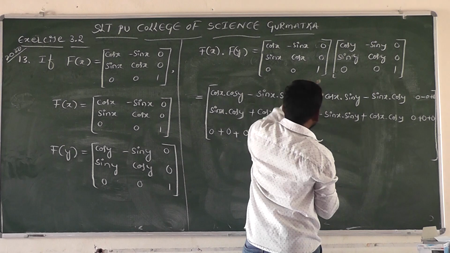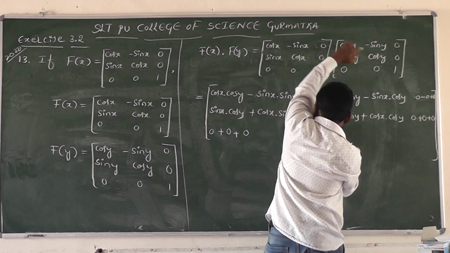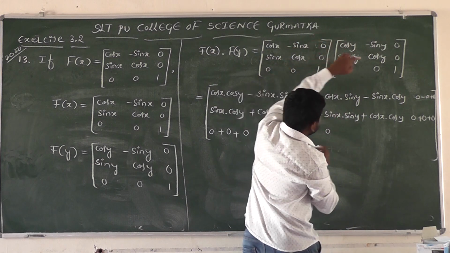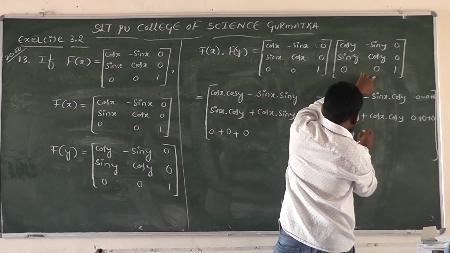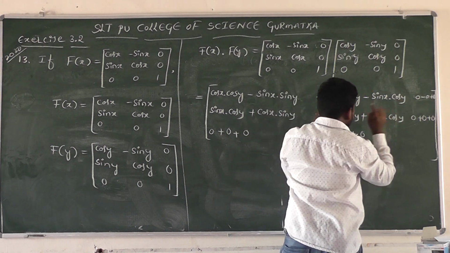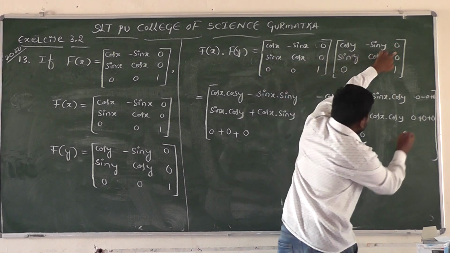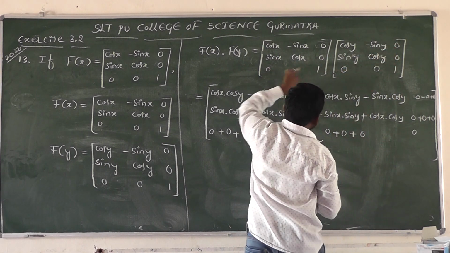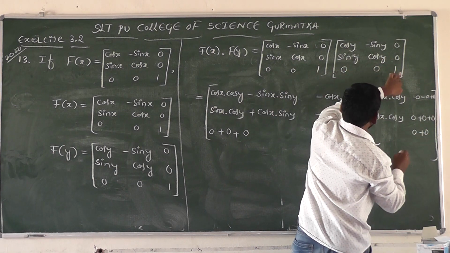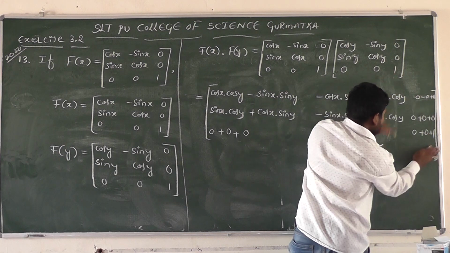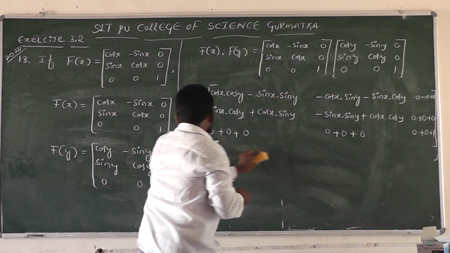Next, this one. Third row to second column. 0 into any number? 0. Next, plus 0 into any number is what here? 0. Plus 1 into 0, 0. This one is over. Next, third row to third term. 0 into any number, 0 plus 0 into any number, 0 plus 1 into 1, 1. Right? Next. Here, next one.